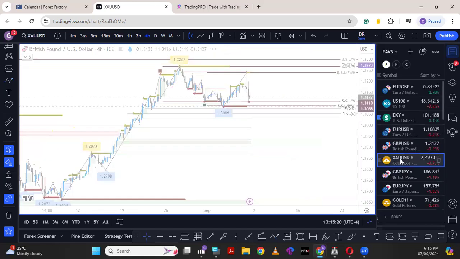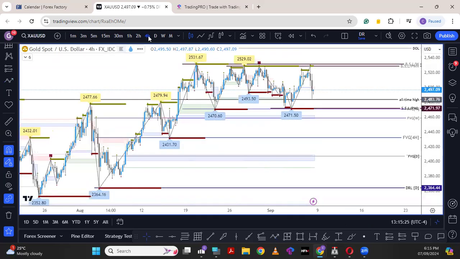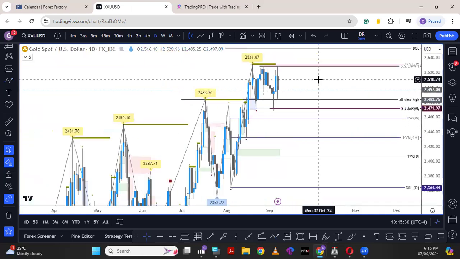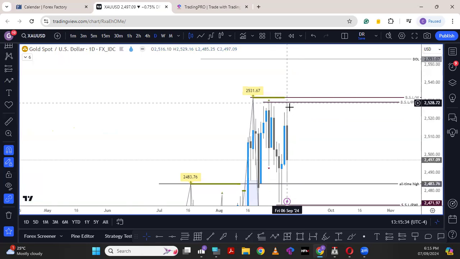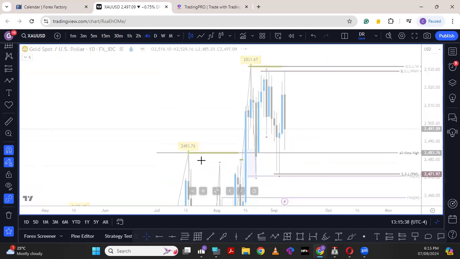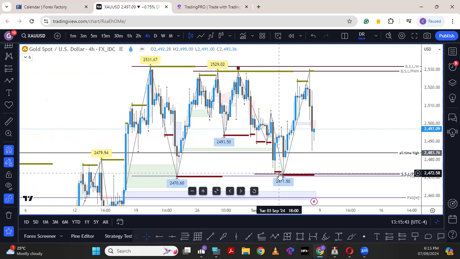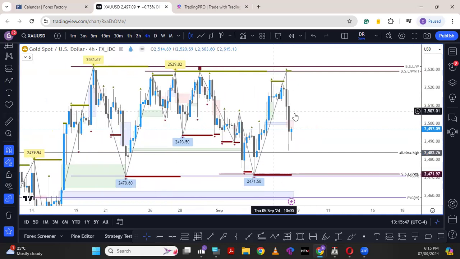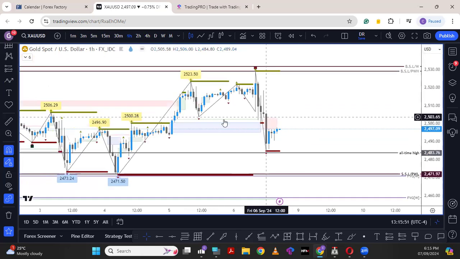The next thing we're going to be looking at is gold. Gold for now is mixed. It's in a range. Price tapped into this kind of like equal highs on Friday and dropped. So going into next week, we have this set of equal lows here. So for this pair, any retracement going into next week, if we drop down to the 1 hour, we're going to see the range we're going to be looking at.